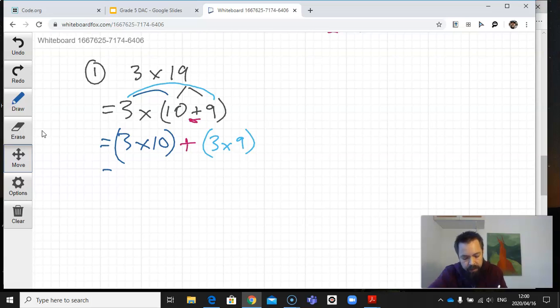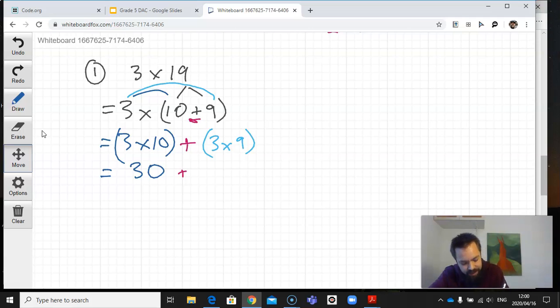Let me work out my 3 times 10. That's easy, 30. Plus, in the middle, 3 times 9. If your 3 times table is good, you can use that. If your 9 times table is good, you can use that. That's the commutative property if you change it around.